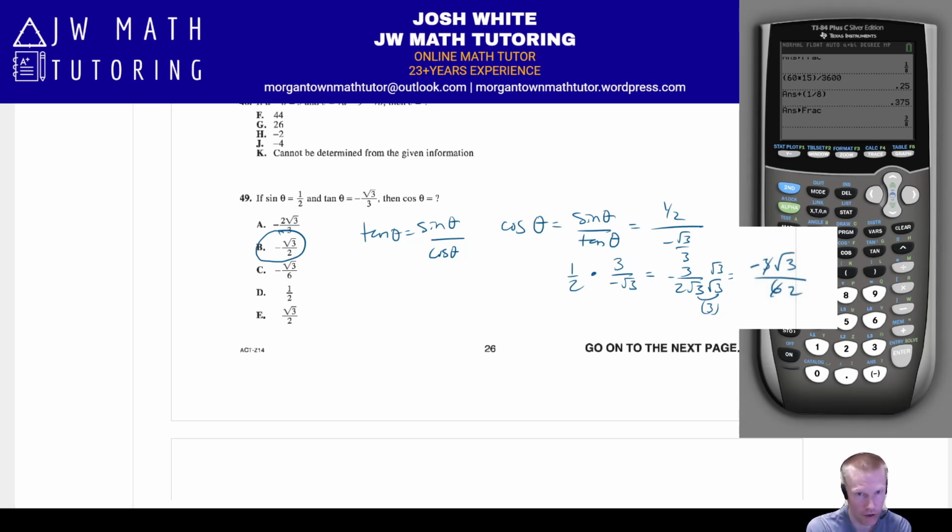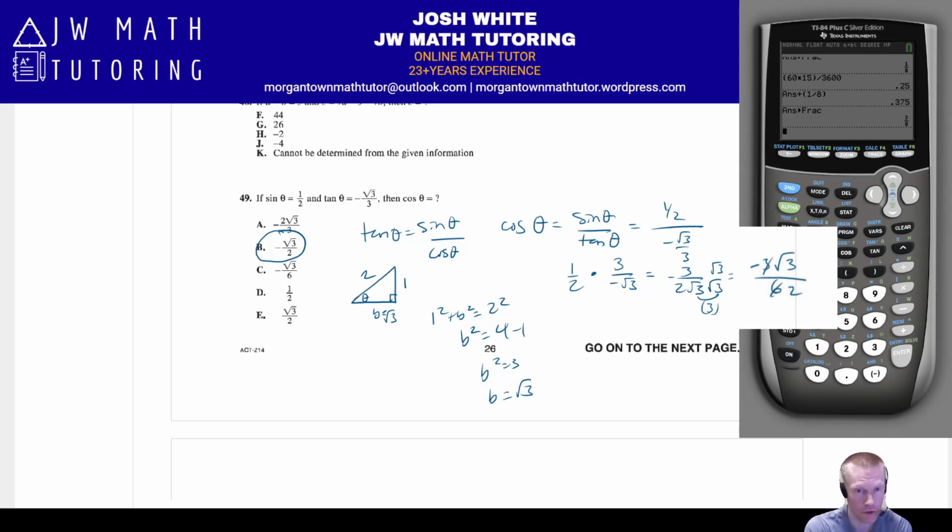So that's one method to solve this. But if you don't recognize that, that's fine. Another method would be to draw a triangle. I would start with the sine part, and I would notice sine is equal to opposite over hypotenuse. If you notice, this is going to just be a 30, 60, 90 triangle, but if you didn't know that, you could also do 1 squared plus b squared equals 2 squared, b squared equals 4 minus 1, b squared equals 3, b equals the square root of 3.